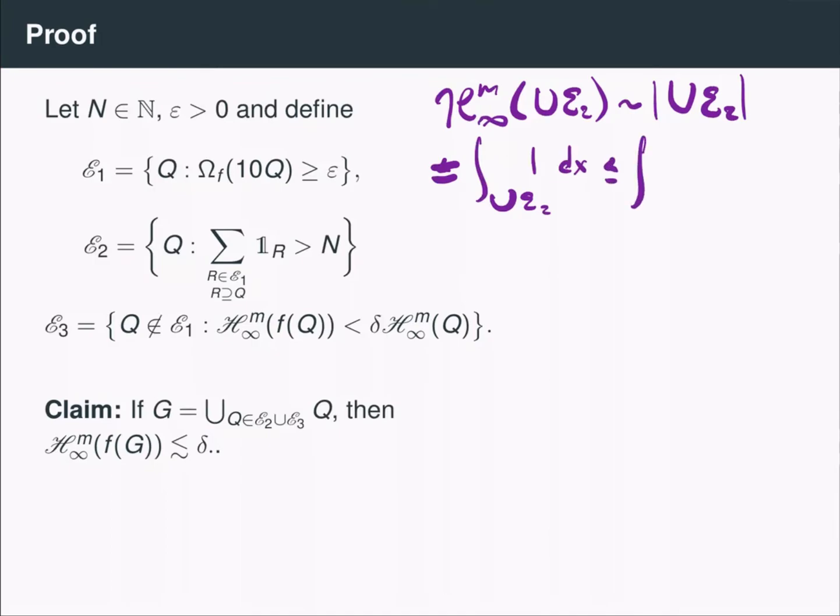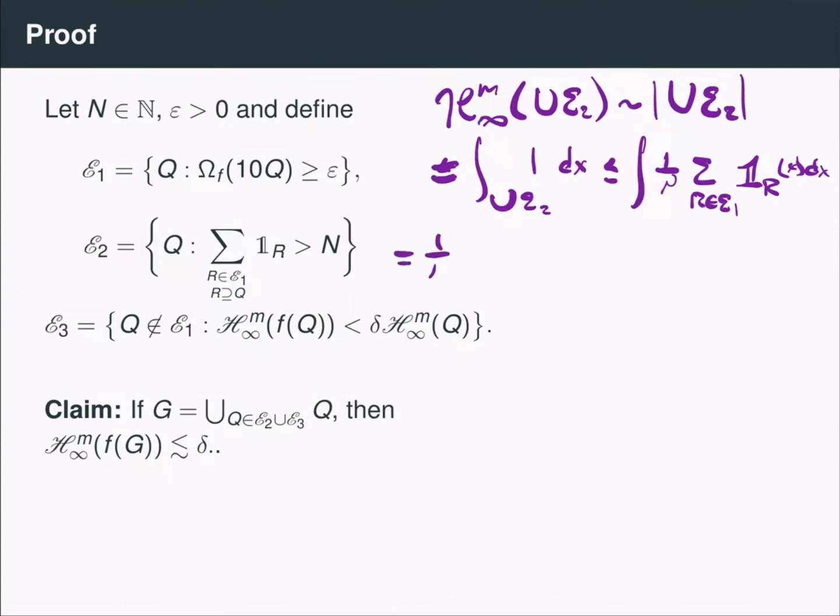So that means that this is at most 1 over n times the sum over R in E1 of the characteristic function of R. Because notice that if x is in the union of the cubes in E2, that means that the sum of characteristic functions of cubes R from E1 will be at least n, because x is contained in at least n many cubes from this collection. And because that is at least n, that will mean that 1 over n times this sum is at least 1. So now we can evaluate this integral.